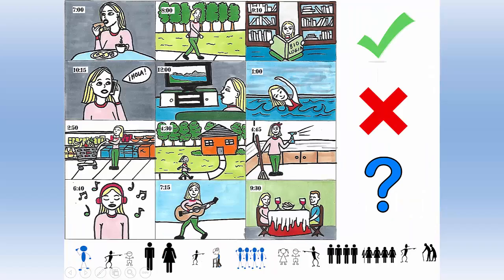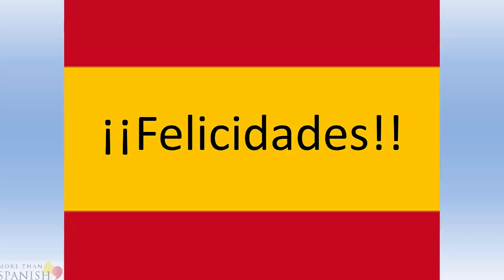360 on this page. So felicidades, you've successfully learned over 1,000, or to be more specific, 1,020 sentence variations using all of the new verbs that you've learned. Congratulations.